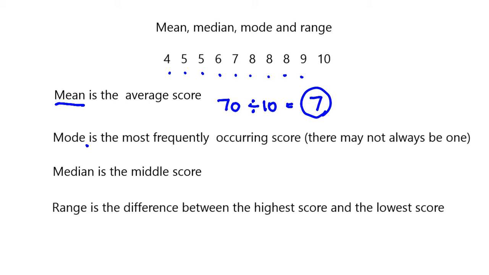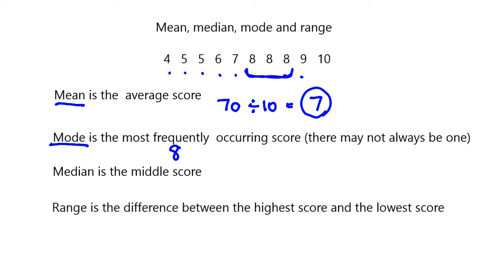Another measure we can use is called the mode, and this is the score that occurs the most often. And if we look in this example, 3 people scored 8. So for this test, we could say that the mode was 8.